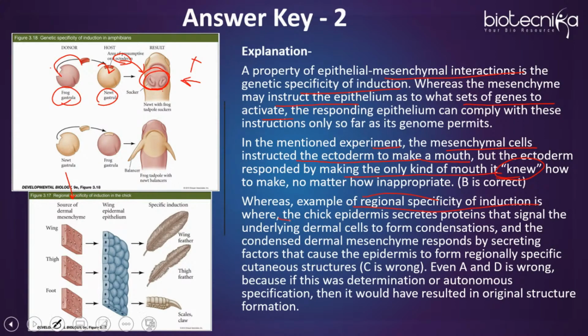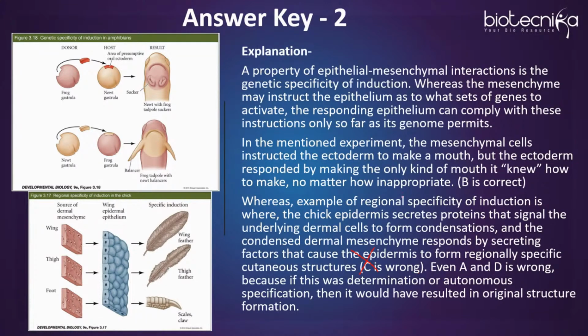An example of regional specificity is where chick epidermis secretes proteins that signal underlying dermal cells. You can see here there is a wing epidermal epithelium in chick, and these are all sources of dermal mesenchymal cells: wing, thigh, foot. So different mesenchyme is sending different signals to the same tissue, and the same tissue is responding to different signals and making different parts. That is regional specification. According to what region it gets the signal from, it responds. So definitely it is not regional.